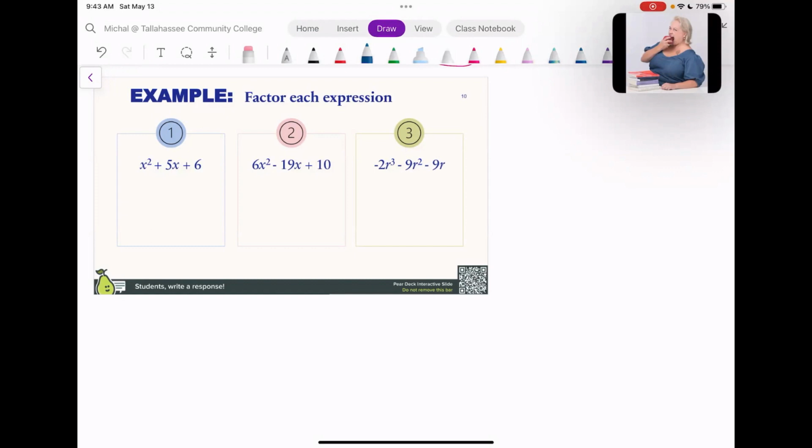In number 1, x squared is my first term, 5x is my second term, and 6 is my third term. In order to factor by grouping, I need to have an even number of terms. I want to turn your attention to an example that we did before.